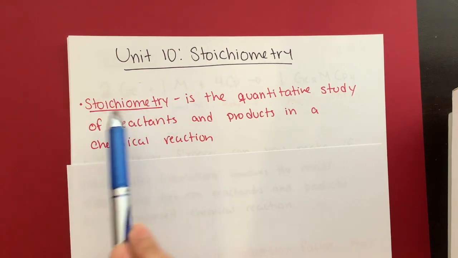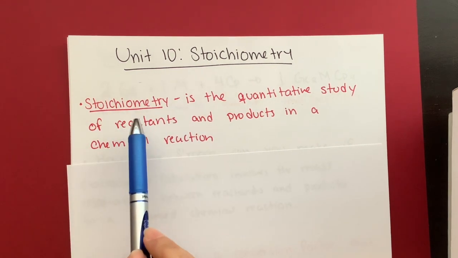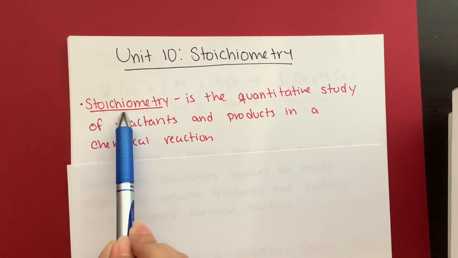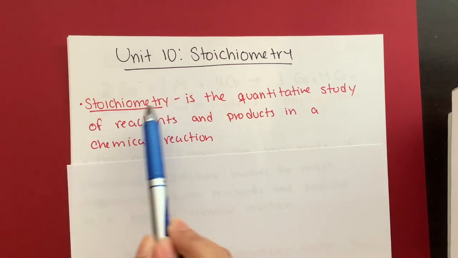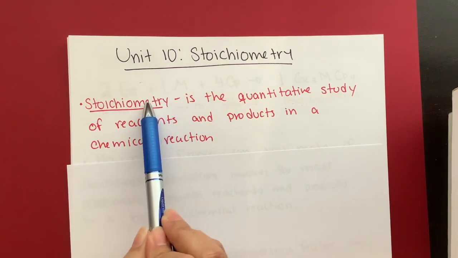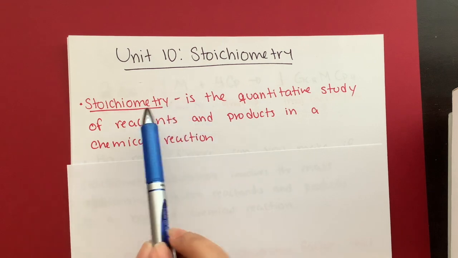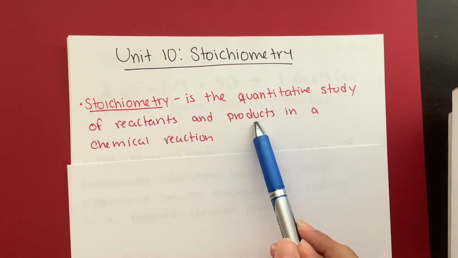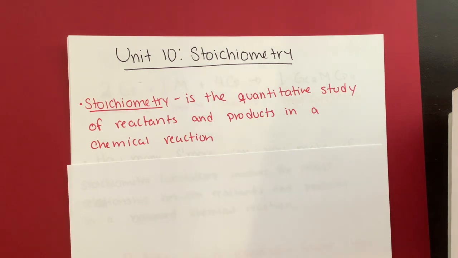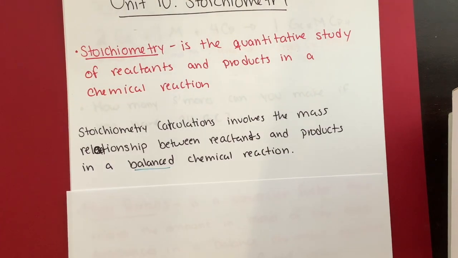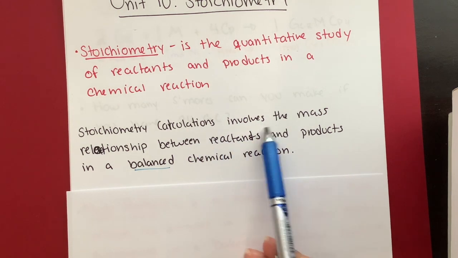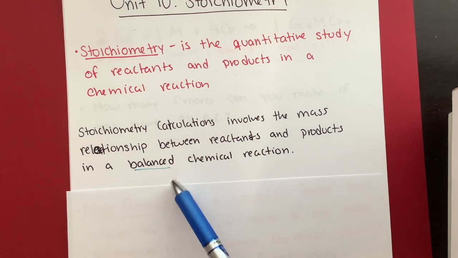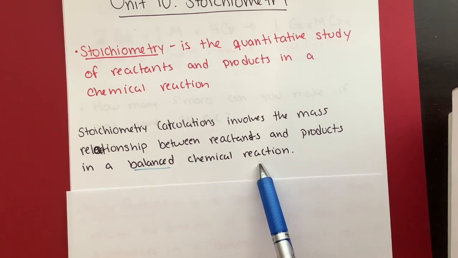This word, stoichiometry, sounds hard, but it's really not. It comes from the Greek words: stoichion means elements, metron means to measure. So stoichiometry stands for the measurement of elements. We're going to be measuring how much product we can produce in a chemical reaction. So stoichiometry is a calculation that involves the relationship of the mass between the reactant and the product in a balanced chemical reaction.